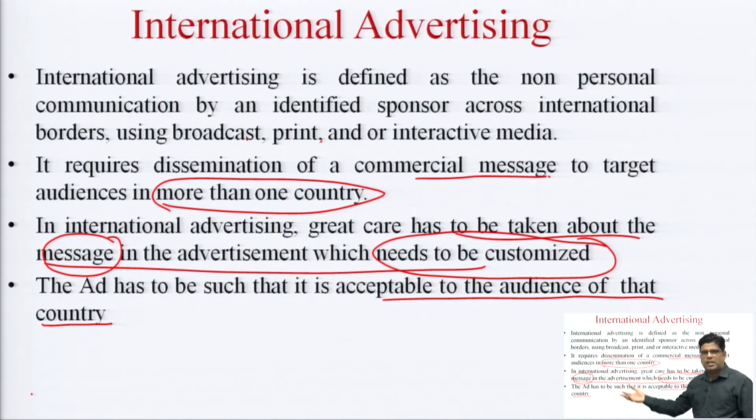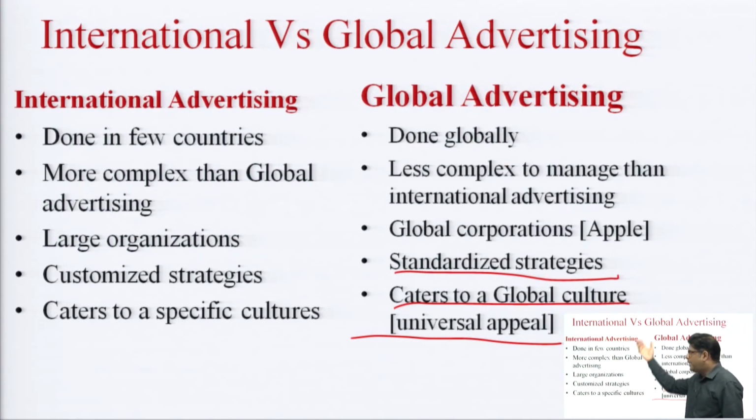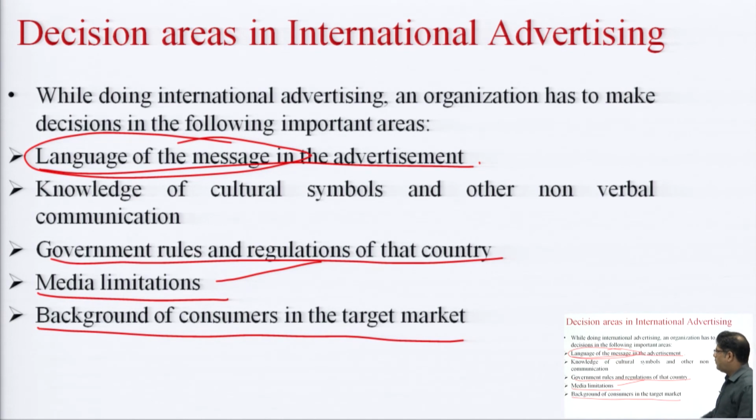And then we came to international advertising, and we saw that it is confined to a few countries, while global advertising goes across the globe. To understand the various objectives of international advertising, we took these 5 points: creation of demand, to give proper information, to support the salespeople, fight competition, and last but not the least, to reduce marketing cost. And then this slide gave us a very clear idea about the differences between international and global advertising. And after studying these, we discussed some key areas in international advertising.